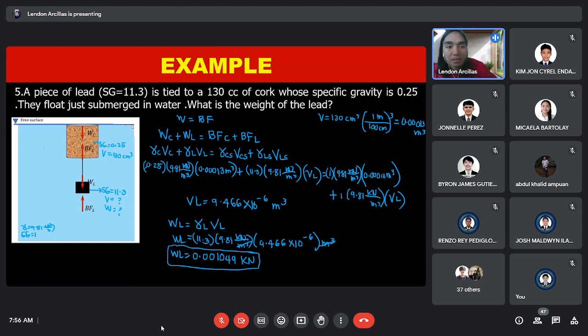Ang weight nagdedepende sa specific weight ng object. Ang buoyant force ay nakadepende sa specific weight o specific gravity ng object na nakasubmerge.